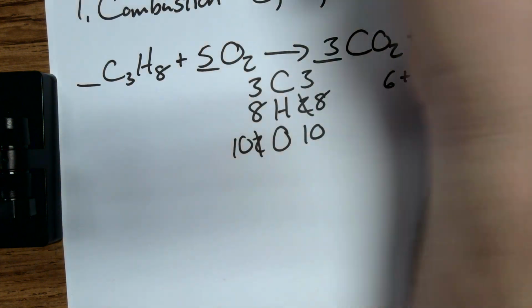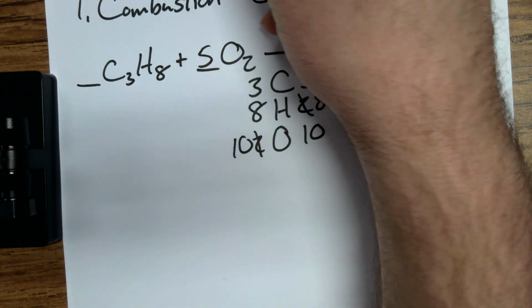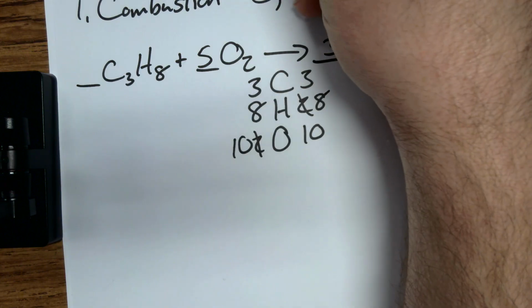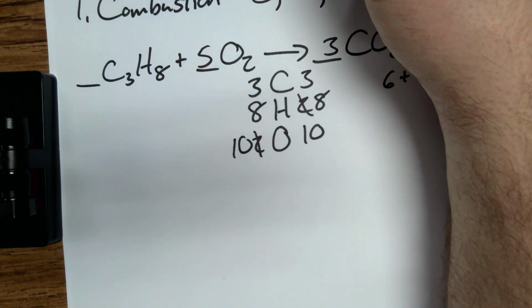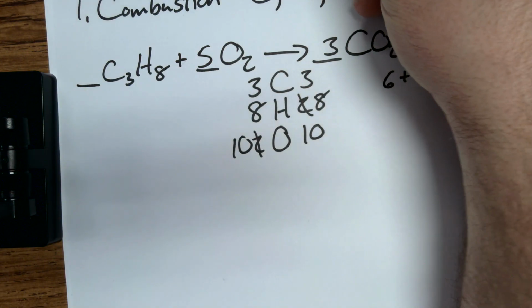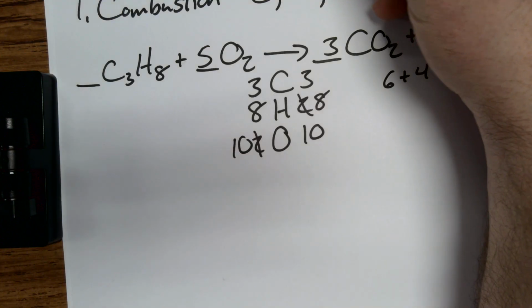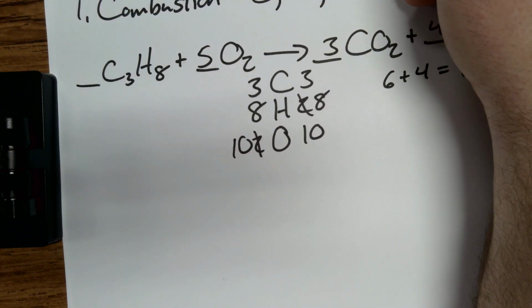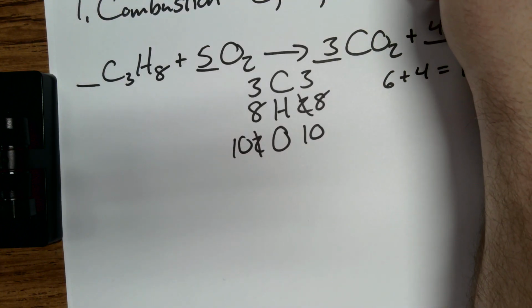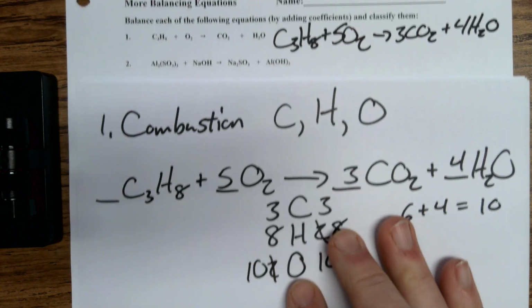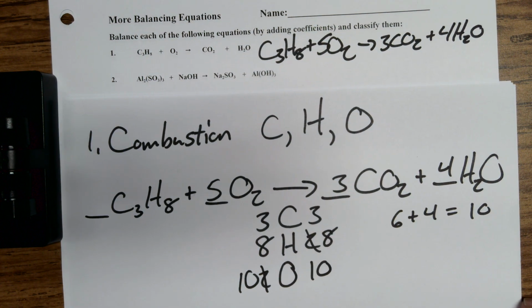So that means that my final answer is C3H8 plus 5 O2 will react to form 3 carbon dioxide molecules plus 4 water molecules. That's my final answer.